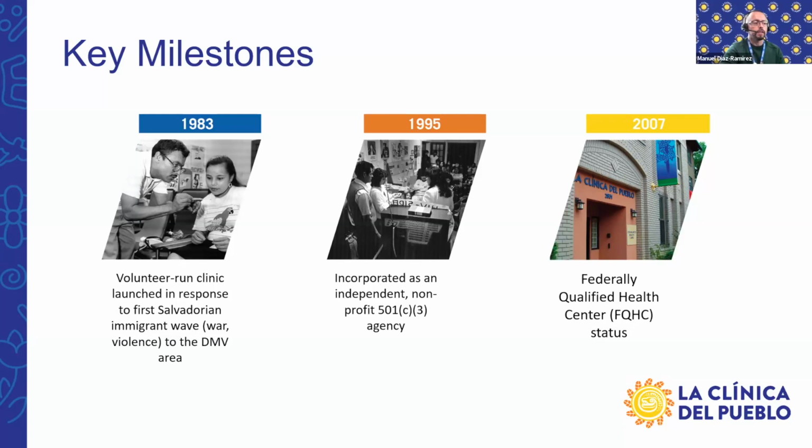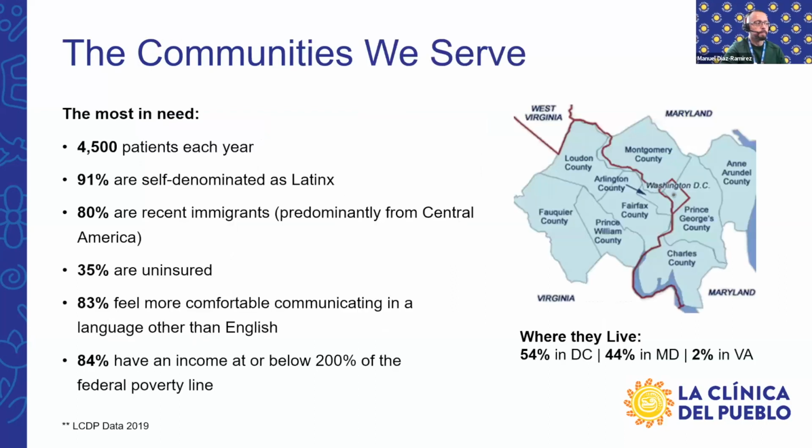Additionally, since these conflicts happened during the Cold War, asylum and refugee status were not afforded to them, as their governments were under US influence, meaning immigrants were not considered legitimate refugees, unlike political refugees from countries like Cuba and other Soviet republics during the same period of time. Who do we serve at La Clínica del Pueblo?